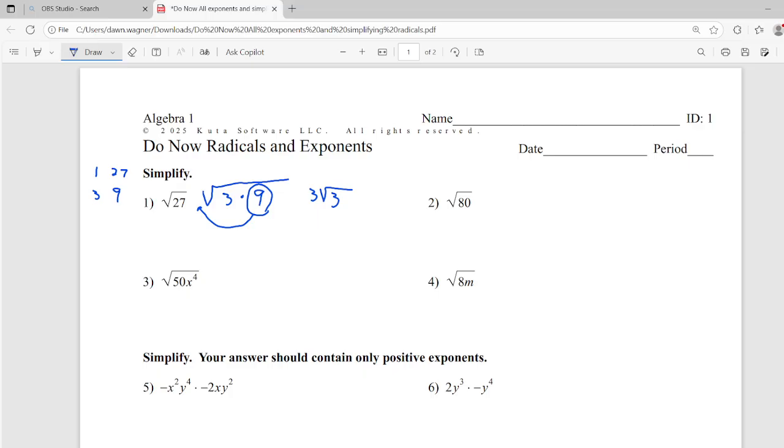Okay, now let's look at 80 on our list. I know 4 goes into 80, but is 4 the largest perfect square on the list? Because there's a lot of numbers here. 5 and 16, because 16 is a perfect square. So I'm going to say, oh, 5 times 16. And what is the square root of 16? 4. So this would be 4, because it comes out as a 4. And then what's left behind? 5.